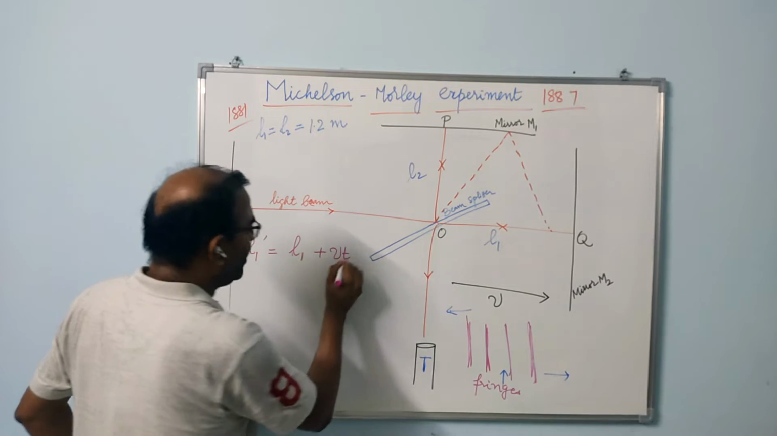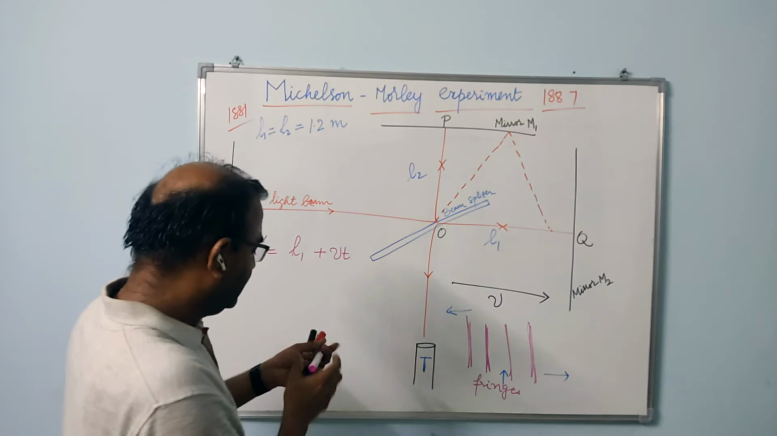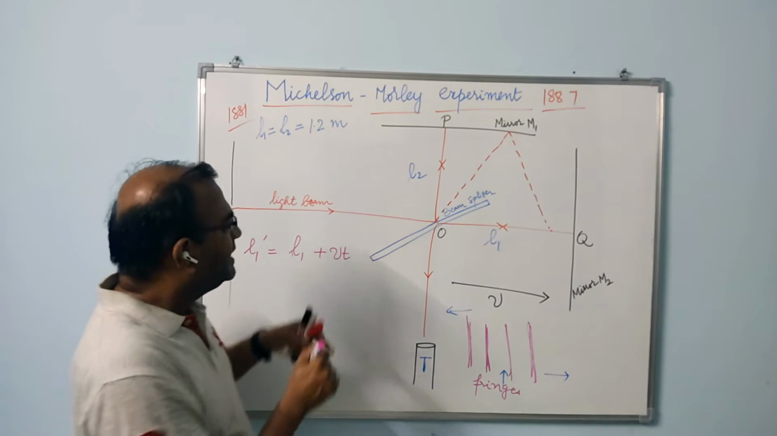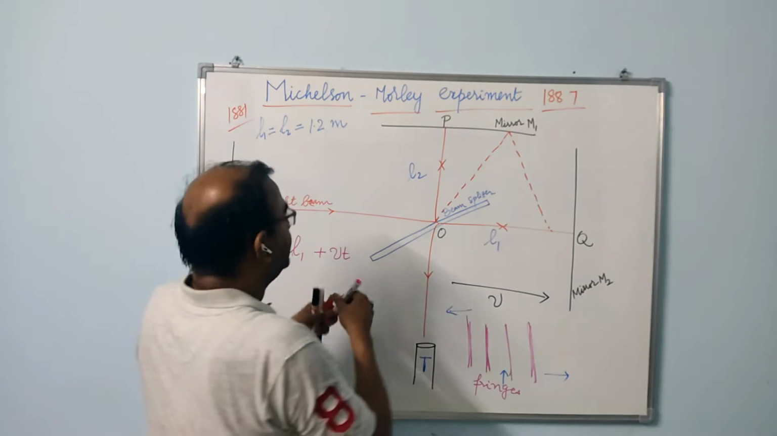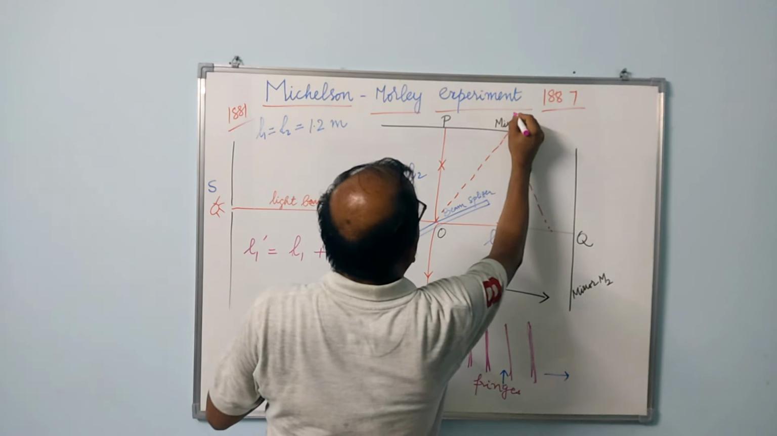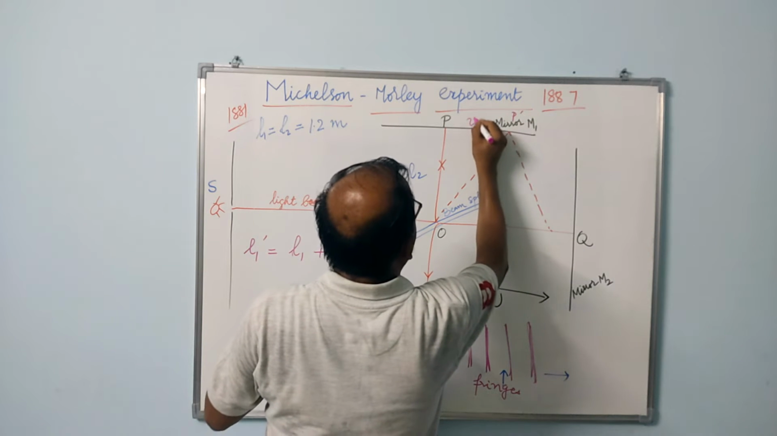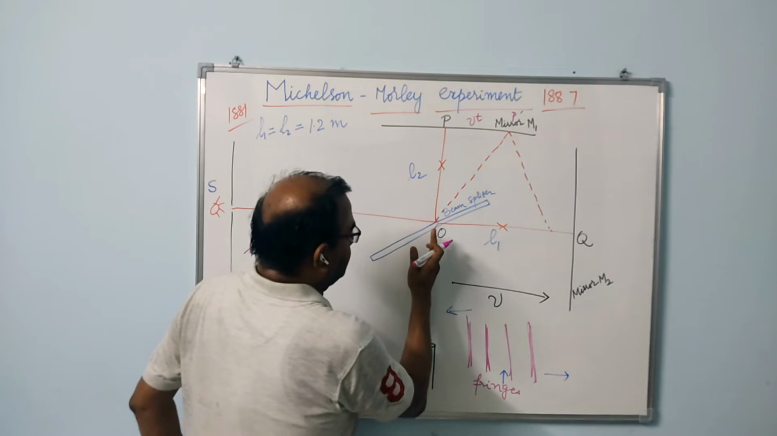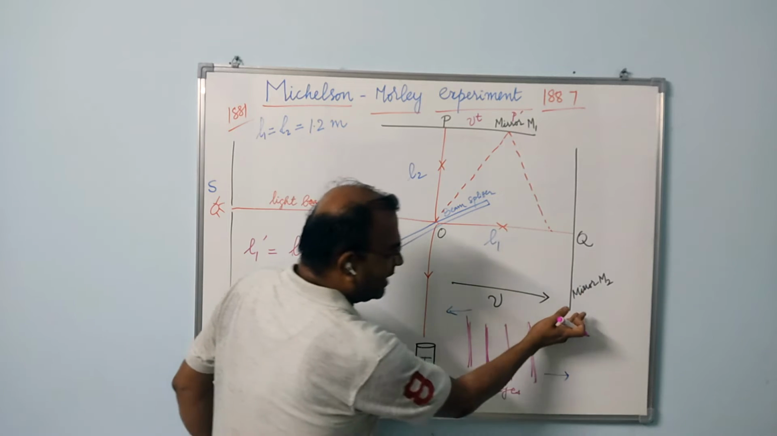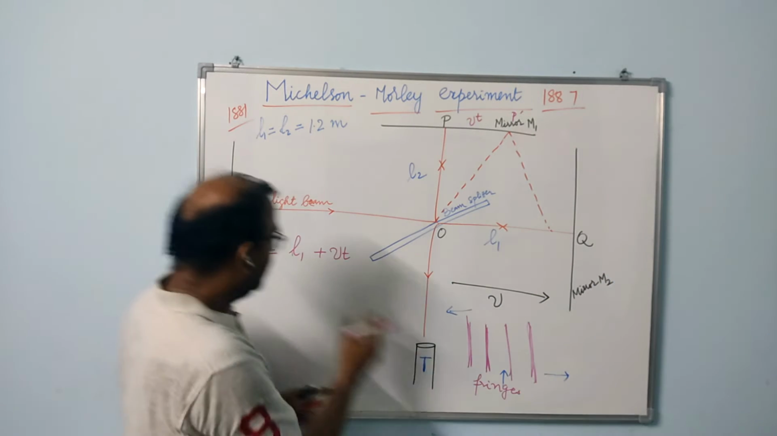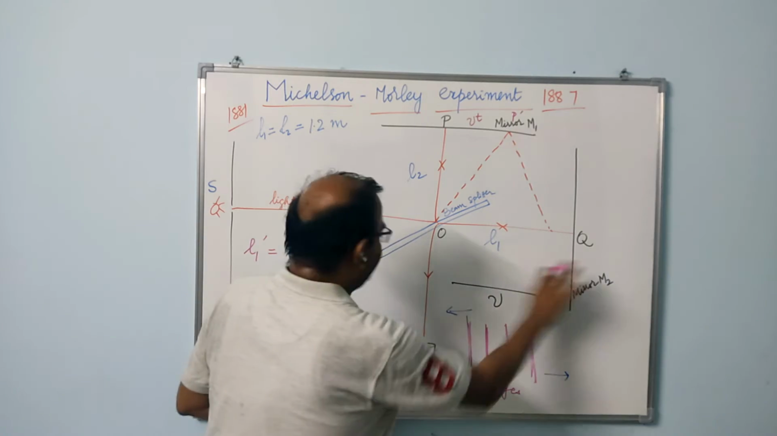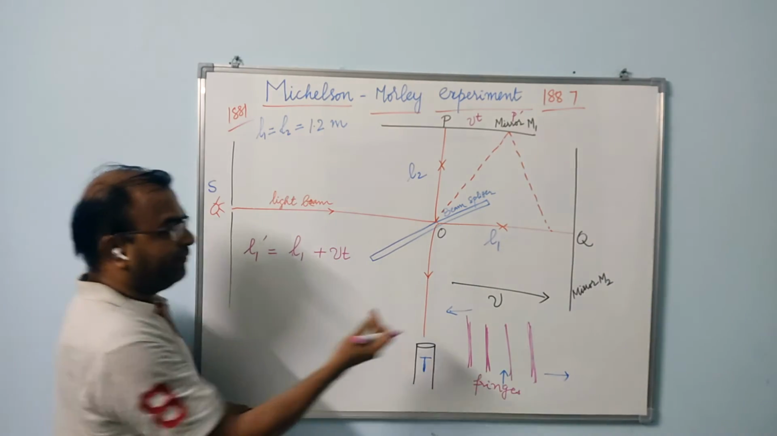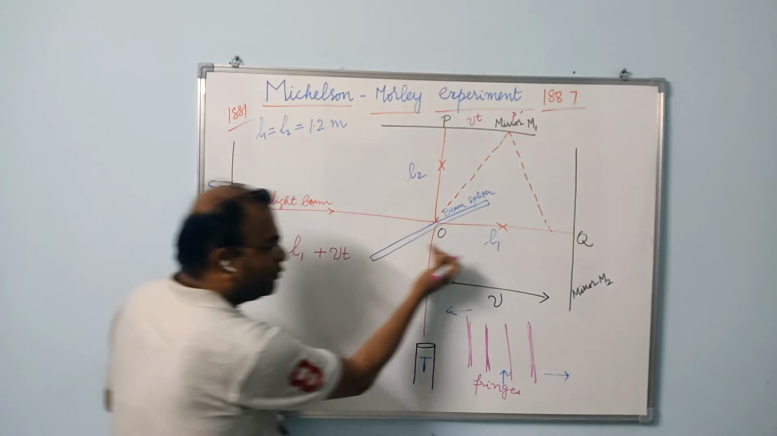plus Vt. Why do I write Vt here? That is because the whole thing moves with the velocity V in a given time t. The distance moved, from this point to, let us call this point P prime, is Vt. And therefore, the beam splitter as well as mirror M2 would both shift by that amount. So in one direction the path for the onward beam is L1 plus Vt. But this beam gets reflected at mirror M2 and comes back.